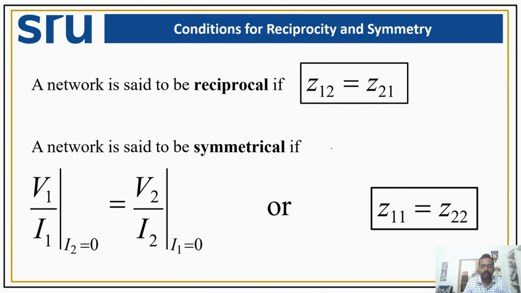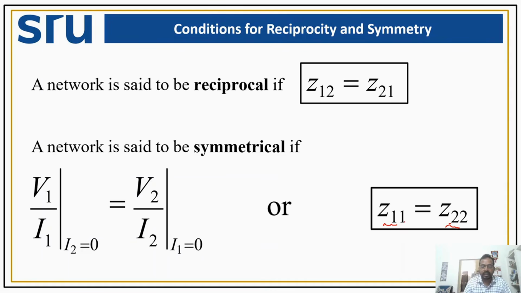So let us discuss another property. A two-port network is said to be symmetrical if the input impedance is equal to the output impedance. That is, the impedance seen from the first port is equal to the impedance seen from the second port. Mathematically, Z11 is equal to Z22. At first glance, this may look like a simple equality, but physically it has a very deep meaning.